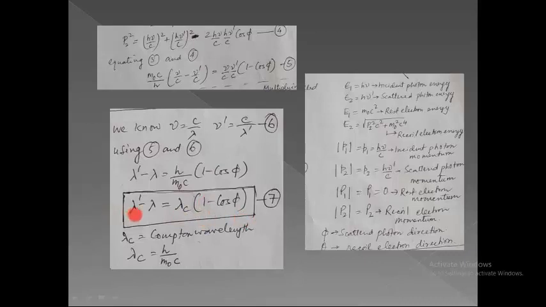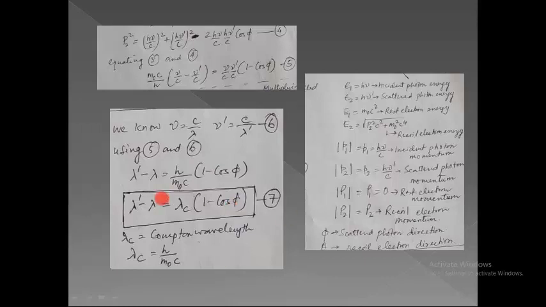So what is lambda dash? It is the scattered wavelength of the scattered photon. What is lambda? It is called the wavelength of the incident photon. And what is lambda c? It is the constant Compton wavelength. It will remain constant everywhere. So what is phi? It is the angle at which the photon has scattered, the angle at which the photon gets scattered.